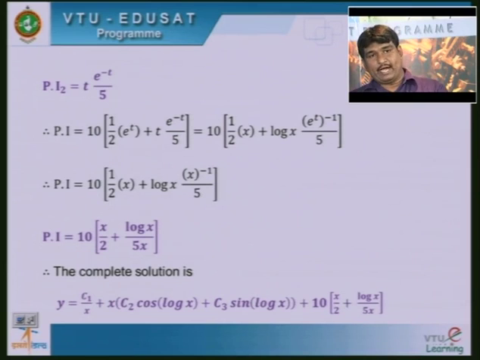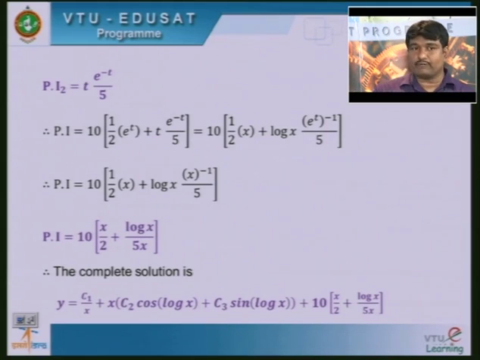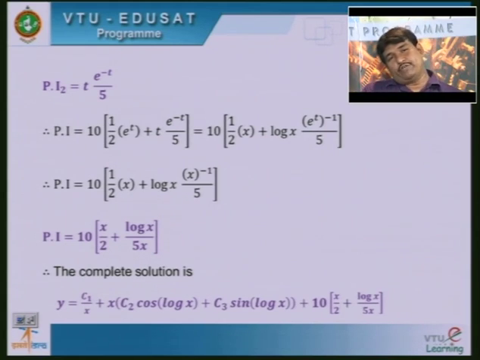Now substitute in pi, which is 10 times pi1 plus pi2. I have substituted the pi1 and pi2 values, and then I have converted that in terms of x. E to the power of t is x, t is log x, and I have used the law of indices here. E to the power of minus t is e to the power of t whole to the power of minus 1. You just simplify it. Pi reduces to the given form, which is 10 into x by 2 plus log x by 5x. The complete solution is CF plus pi. We will take up the next example.